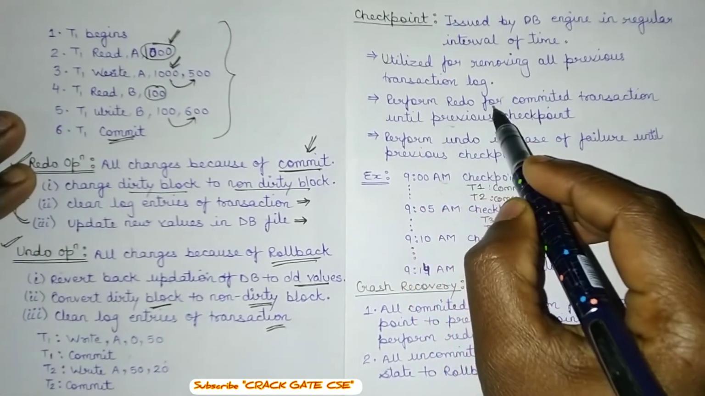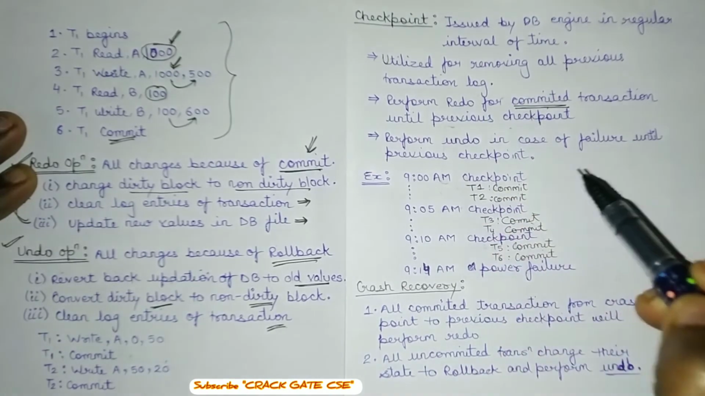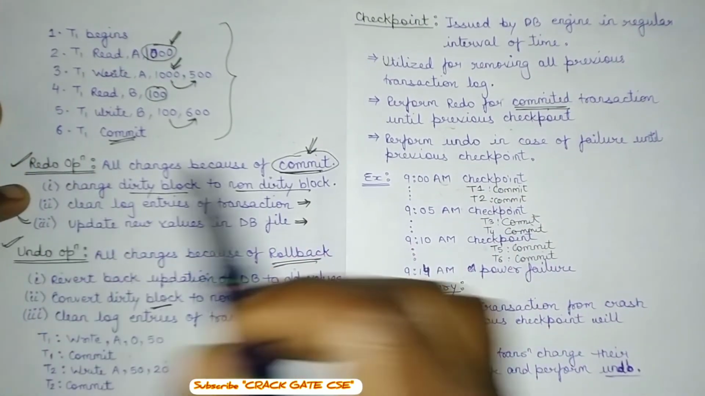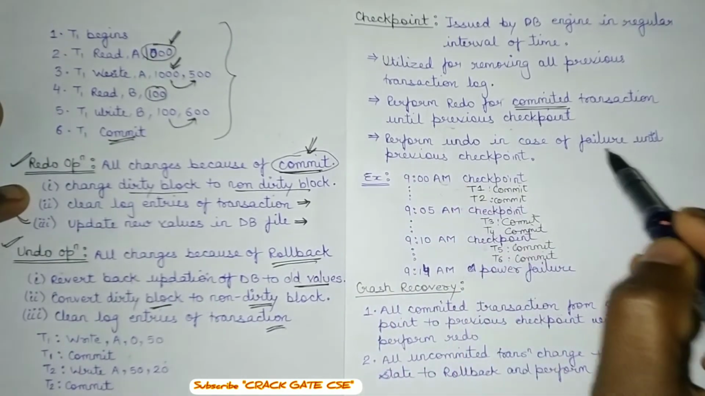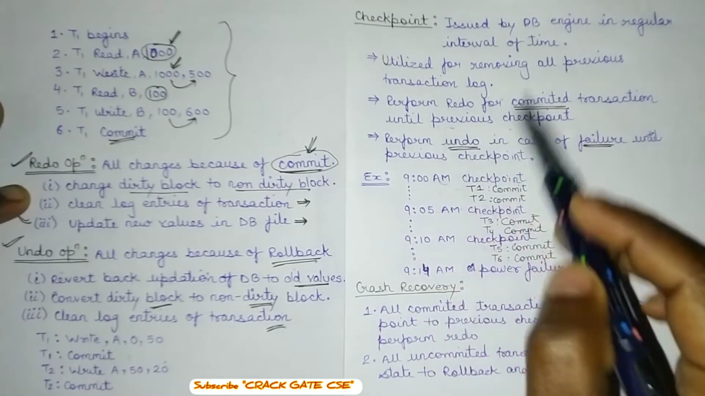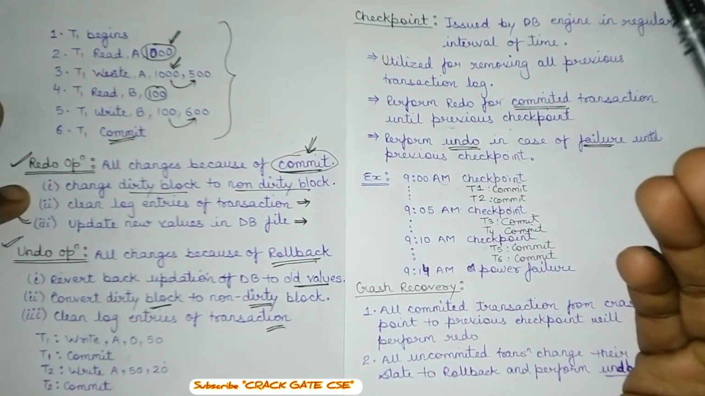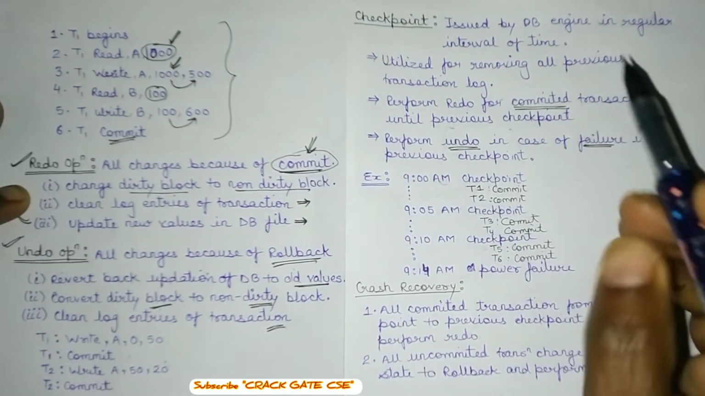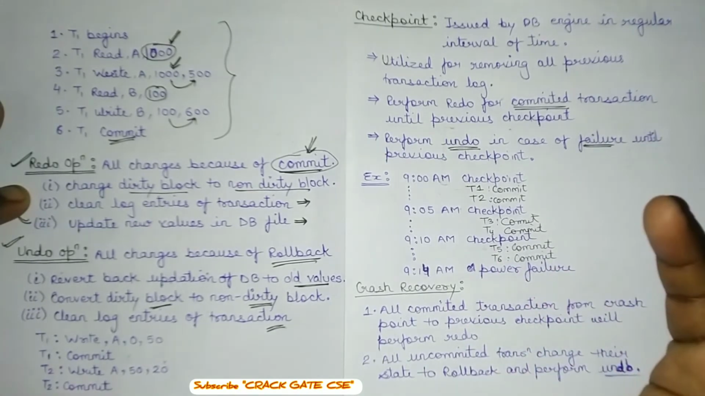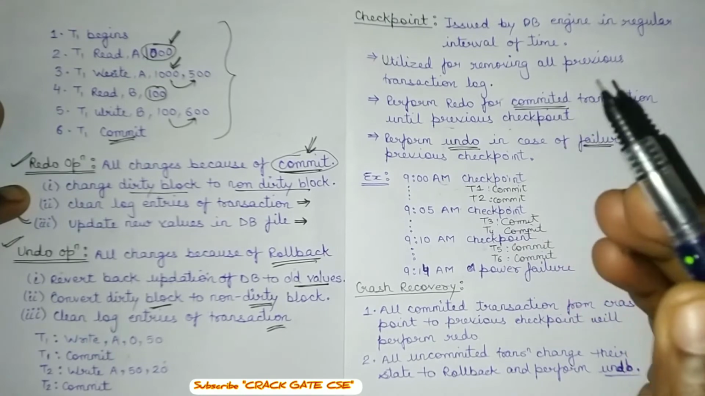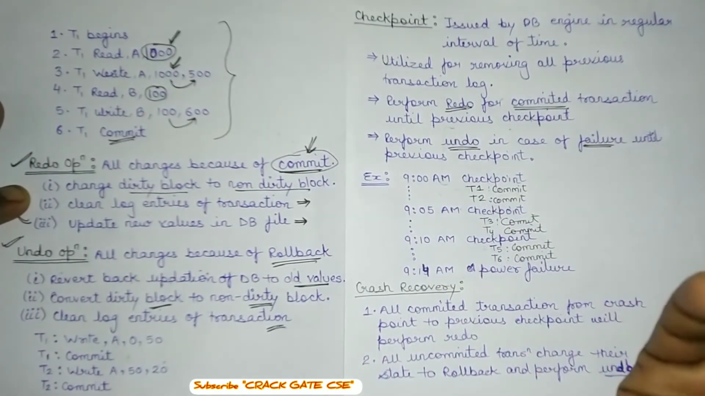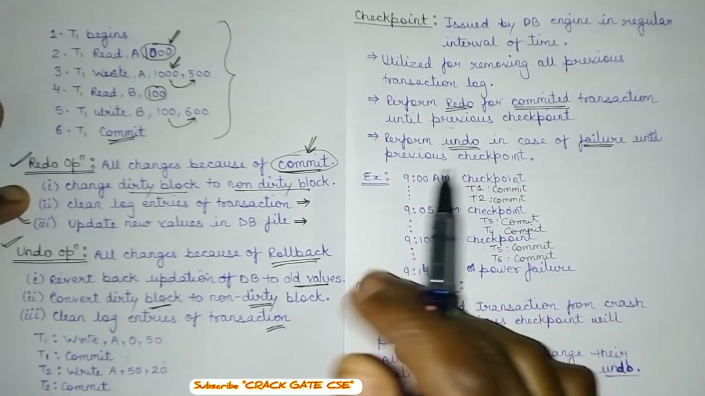We perform the redo operation for the committed transaction. I told you that if it is committed, then we will perform the redo operation, and if it is a failure, then we have to perform the undo operation till the previous checkpoint, right? We are not supposed to perform the undo or redo for the entire list of transactions. We have to perform the redo or undo operation until the previous checkpoint. Let us consider this example.